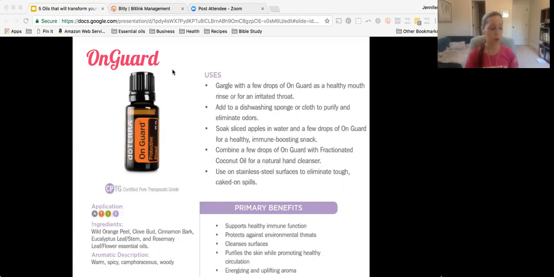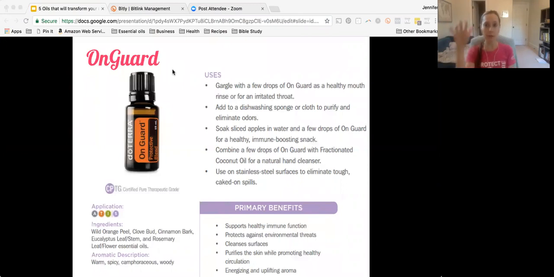And On Guard is a wonderful one to diffuse, because it's going to really help kill off any harmful bugs that are floating around in the air, and help purify and detox the air in your home. And I also use it as a non-toxic household cleaner. And it's a super affordable and easy household cleaner.